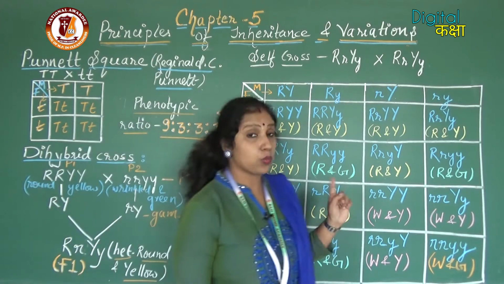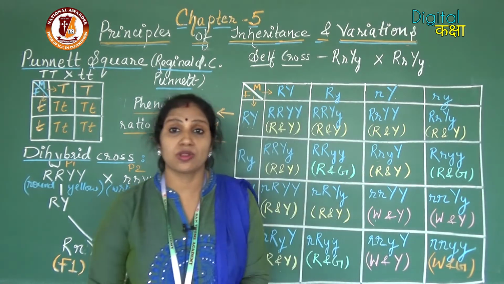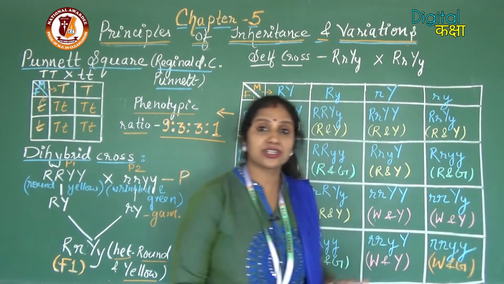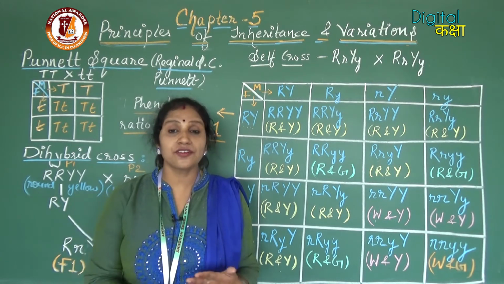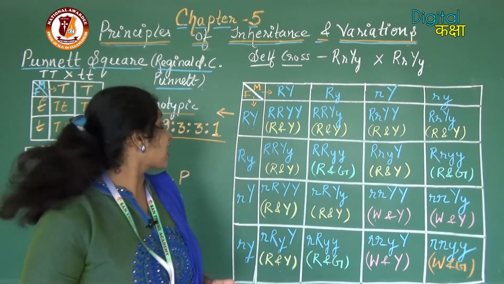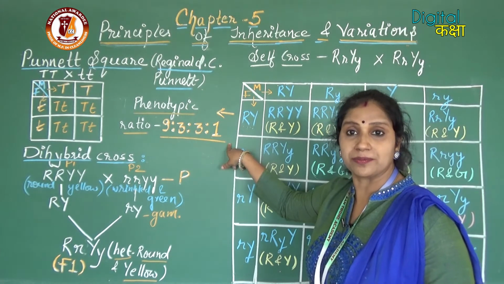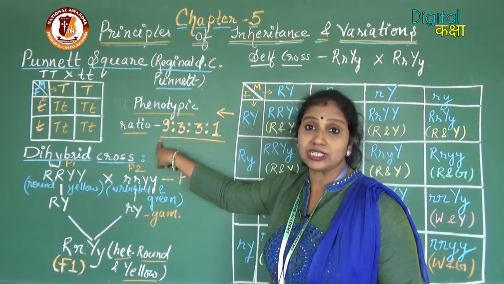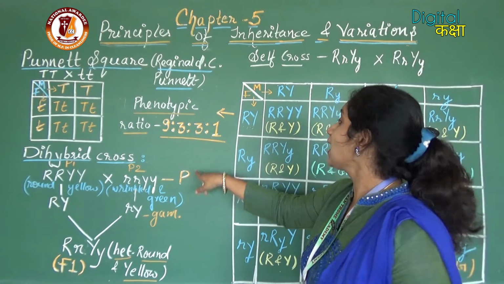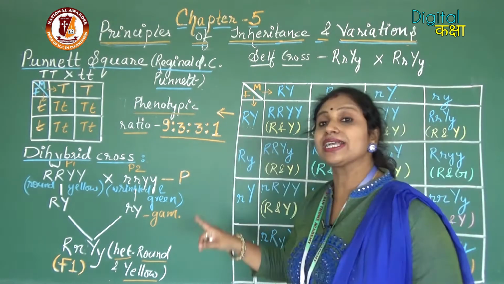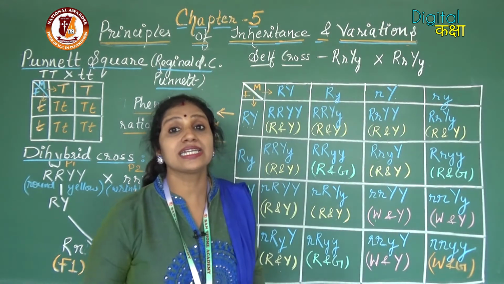Now only one combination is there, that is small r, small y and small y. So that is wrinkled and green. Only one combination of wrinkled and green seeds. So what is the phenotypic ratio we have got in this dihybrid cross? It is 9:3:3:1. We are getting 9 round and yellow seeds, 3 round and green seeds, and again 3 wrinkled and yellow seeds, and only 1 that is wrinkled and green seeds.